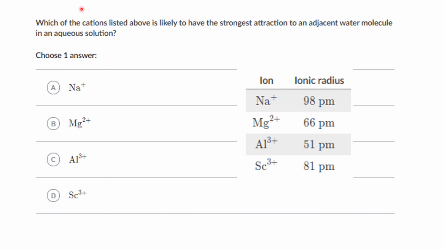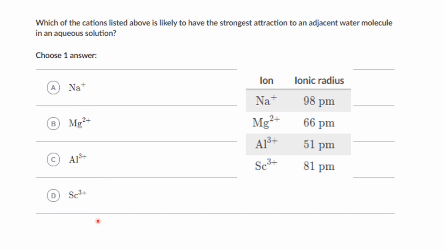Now let's see this question: which of the cations listed above is likely to have the strongest attraction to an adjacent water molecule in an aqueous solution? The options are sodium ion, magnesium ion, aluminium ion, and scandium ion. For all these ions, the ionic radius is also given. So we need to find which of these ions will have the strongest attraction with the water molecule when they are dissolved in the solution. Ion-dipole interactions basically depend on the charge of the ion. So the more the charge, the stronger the interactions.